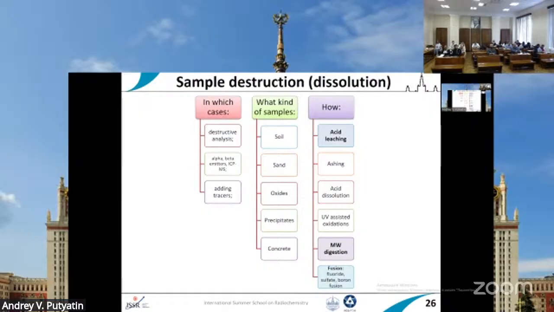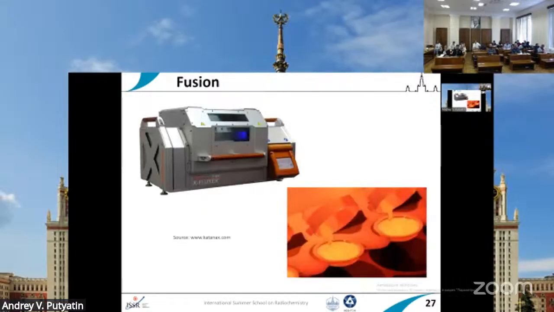How can we destroy our sample? It is either acid leaching, I think one of the most popular ways for many samples. We can calcine our sample, heat it to high temperatures. We can use microwave digestion or fusion. And these three methods, again, are quite popular today.